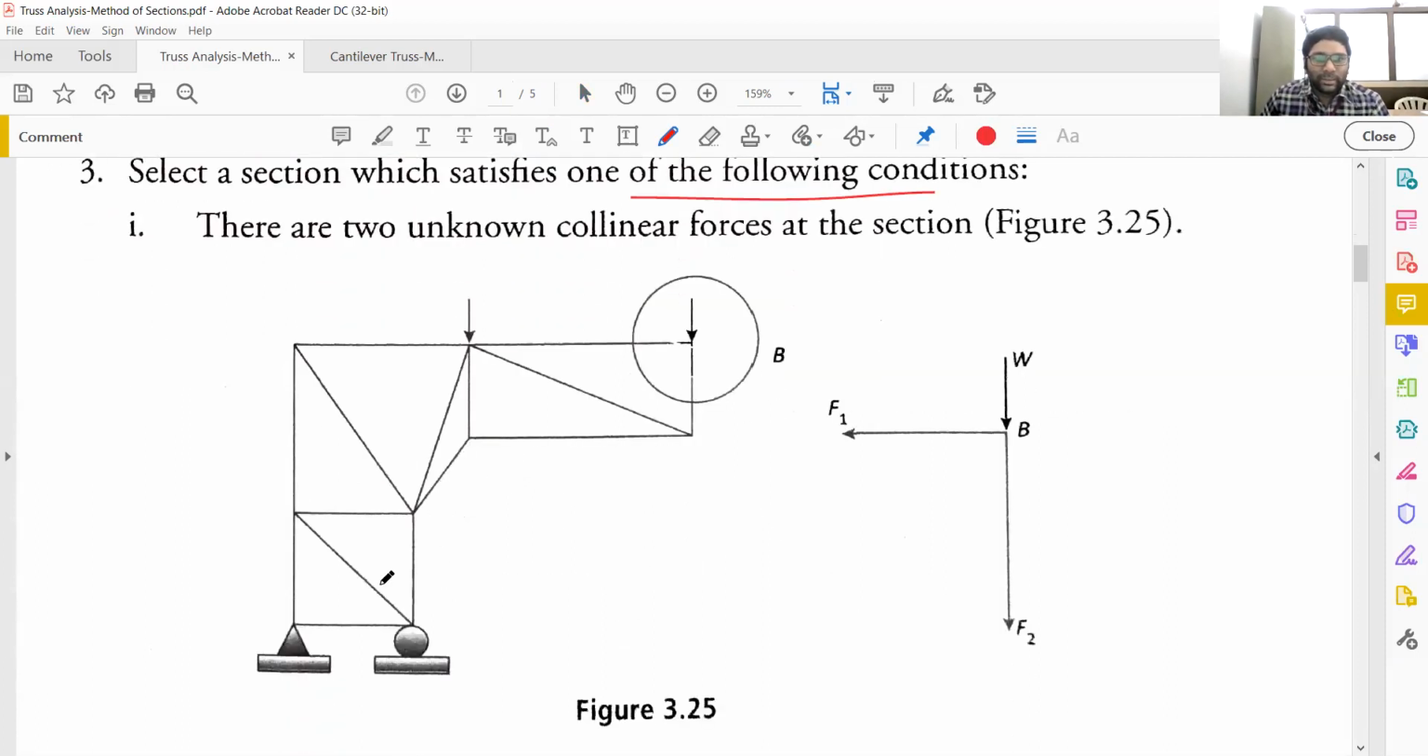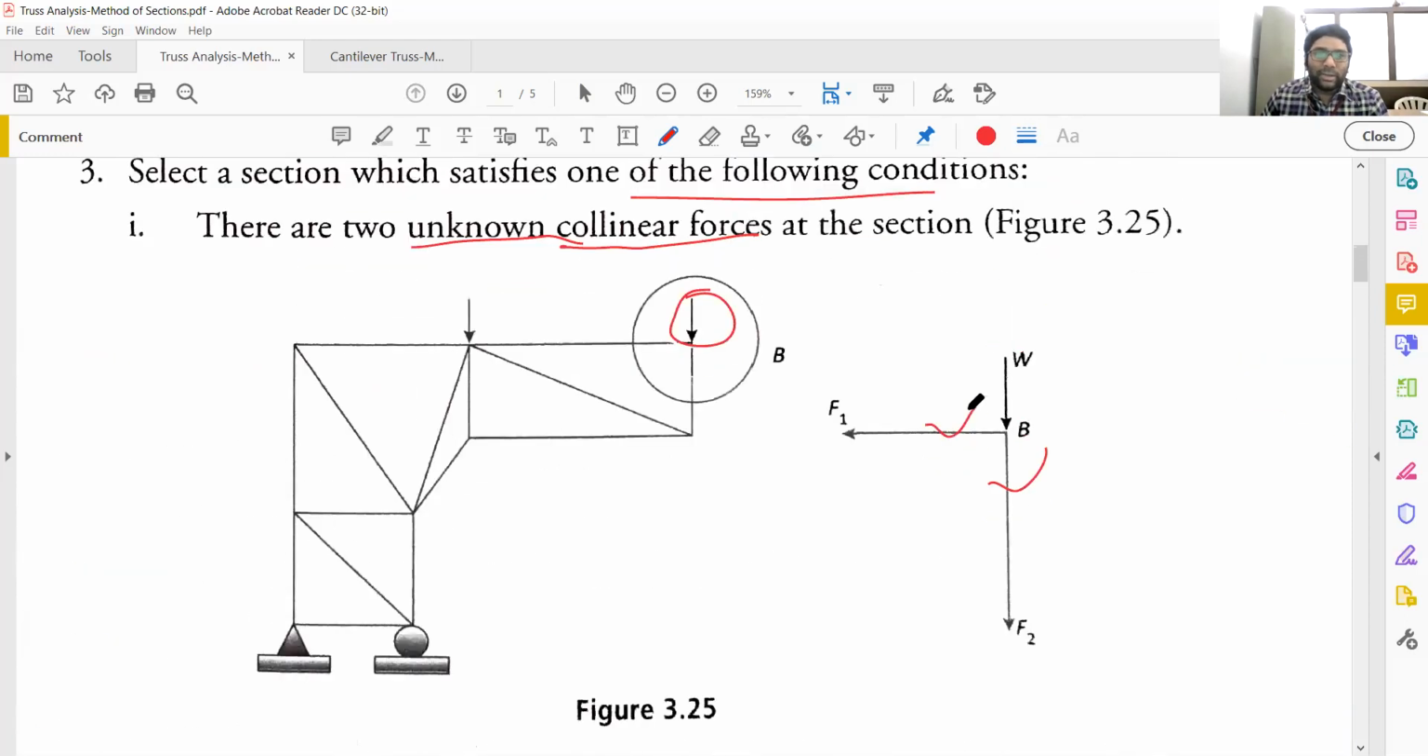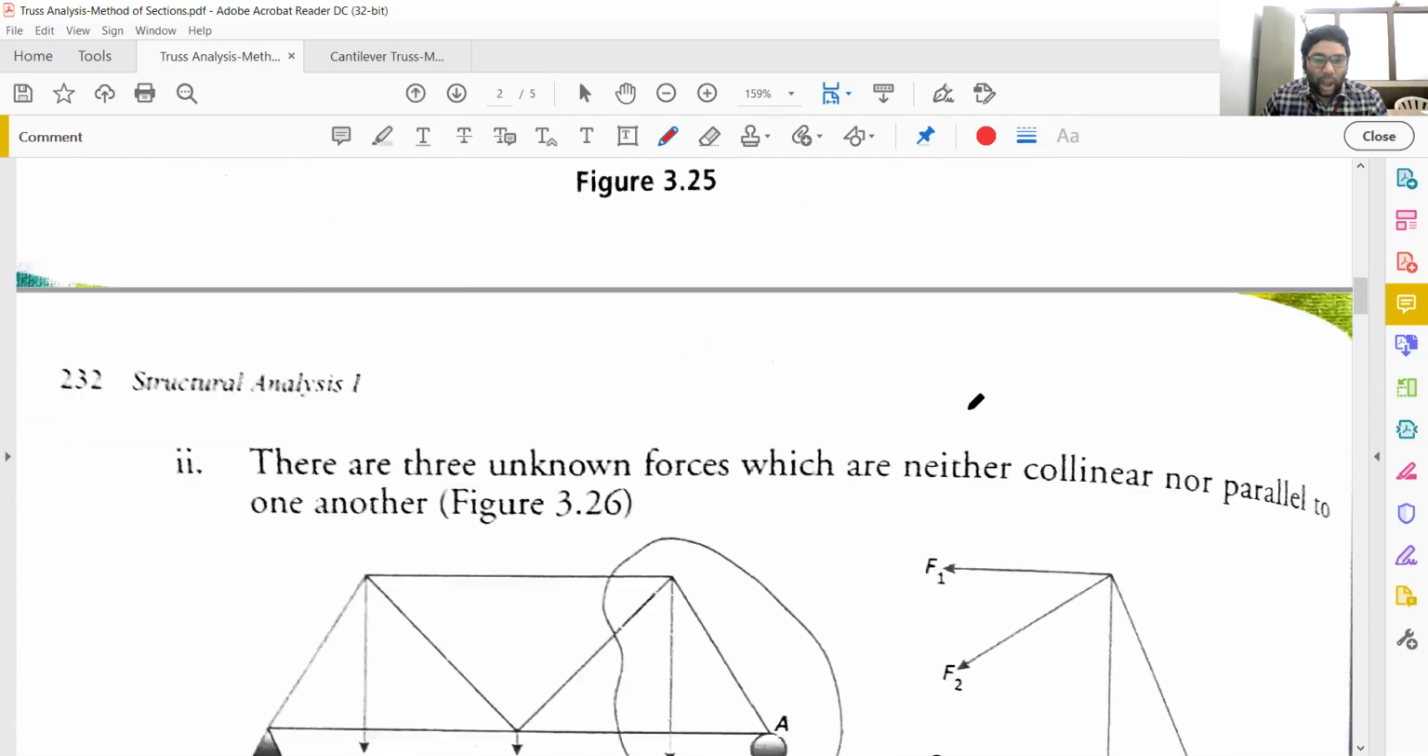You can see here that if there is a truss like this, and if there are two unknown collinear forces, what are those? You have a force acting here, and these two are unknown collinear forces. At that junction, you need to cut the section.